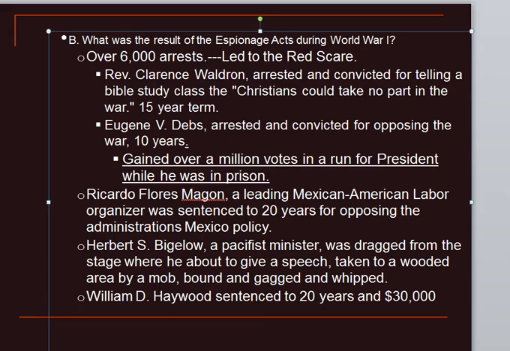Ricardo Flores Magón, a leading Mexican-American labor organizer, was sentenced to 20 years for opposing the administration's Mexico policy, which had nothing to do with the war, but might as well throw him in prison. Herbert S. Bigelow, a pacifist minister, was dragged from a stage where he was about to give a speech, taken to a wooded area by a mob, bound and gagged and whipped. This is just a testament to the war fervor that was created because, in large part, of these espionage acts. William D. Haywood was sentenced to 20 years and $30,000 for his violation of the Espionage Act.